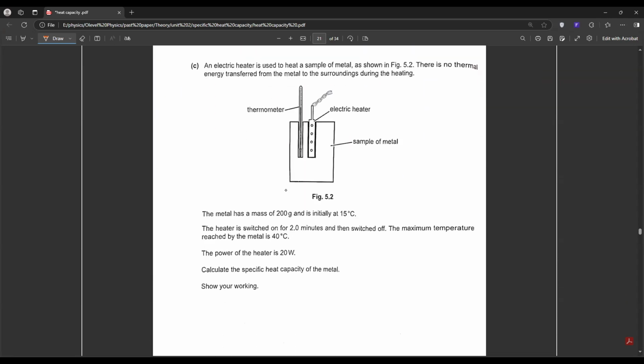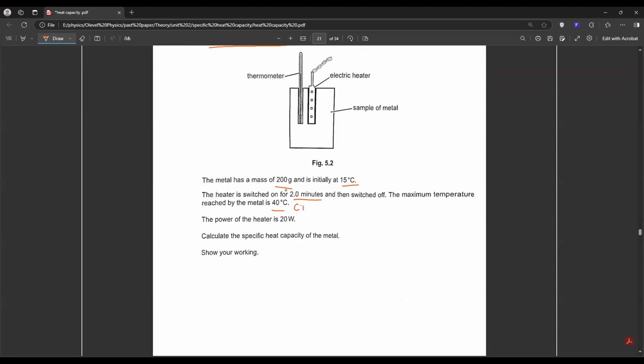Okay, so again we have an electrical heater. Now this will be interesting. An electrical heater is used to heat a sample of metal. In figure 5.2, there is no thermal energy transferred from the metal to the surroundings during the heating. The heater is switched on for 2 minutes and then switched off. The maximum temperature reached by the metal is 40 degrees centigrade. This is your final temperature, this is your initial temperature, this is your time, this is your mass. The power of the heater is given. You have to calculate the specific heat capacity of the metal.